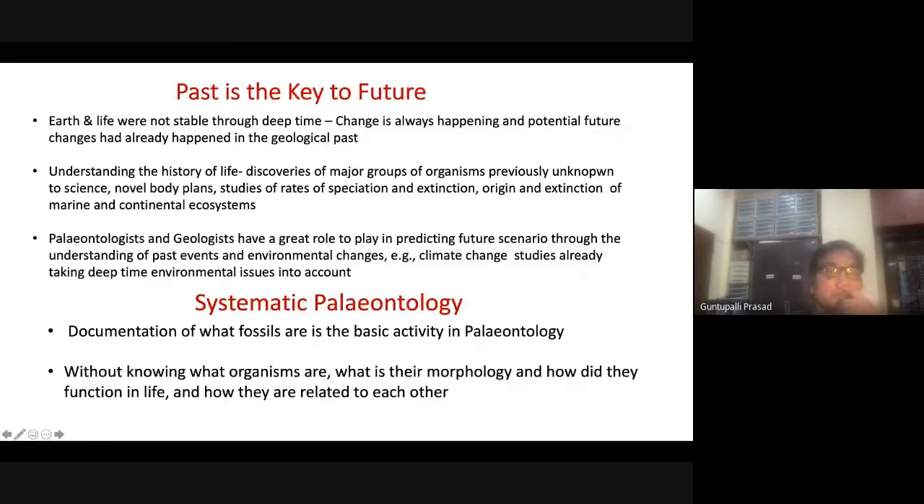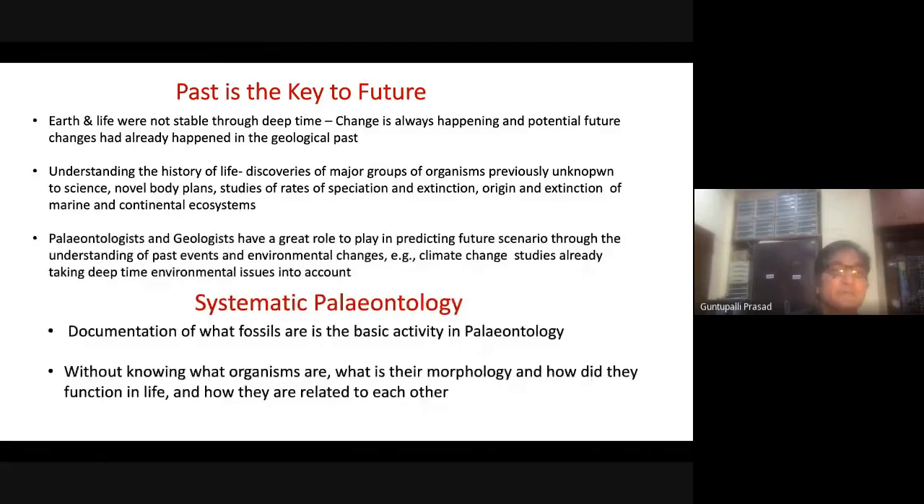So at that time he suggested that all the geological processes that are happening on the earth surface happened in the past also. So the same thing that is happening, happened in the past also. But what we can say in this case is that the past is the key to the future, because many of the things that are going to happen in the future have already happened in the past.